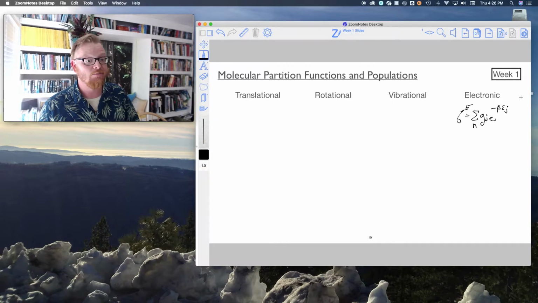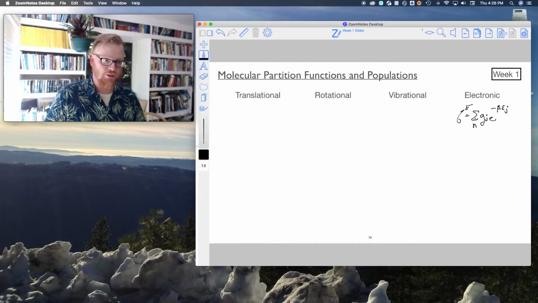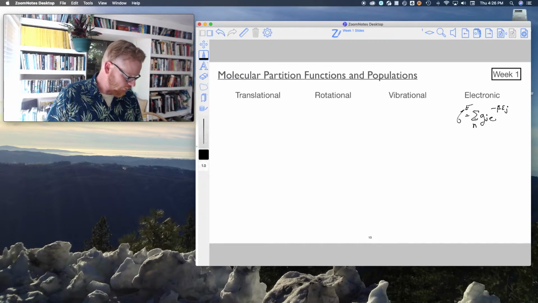So it looks very similar, right? And there is a degeneracy term for the electronic levels, as we talked about, with p orbitals and d orbitals and f orbitals. Those exhibit degeneracy, equivalent energy states.